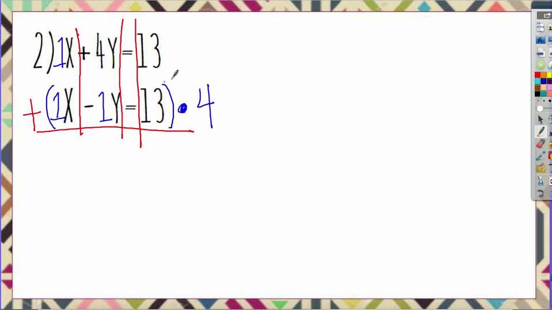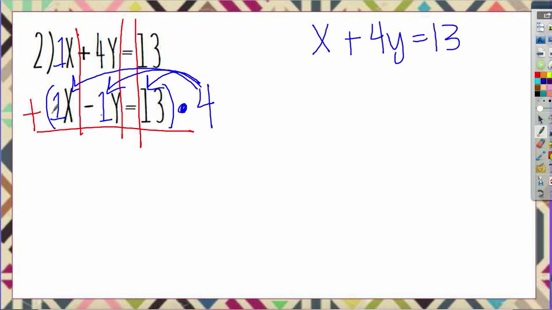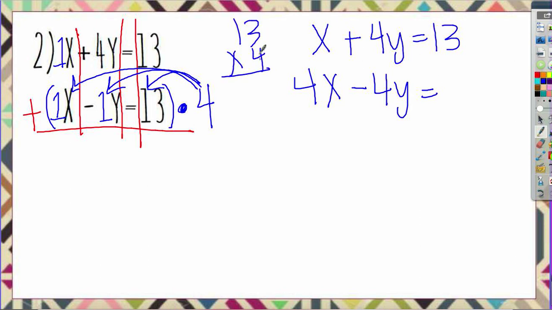When I do that, I have to maintain this distributive property. It has to go to all three terms inside of the parentheses. A common mistake is that students will multiply by the x and y coefficients and forget to multiply by the constant. It has to go to all three terms. So our first equation is remaining unchanged. We have 1x plus 4y equals 13. Our second new equivalent form of the equation is going to be 4x minus 4y equals 4 times 13. 4 times 13 is 52.